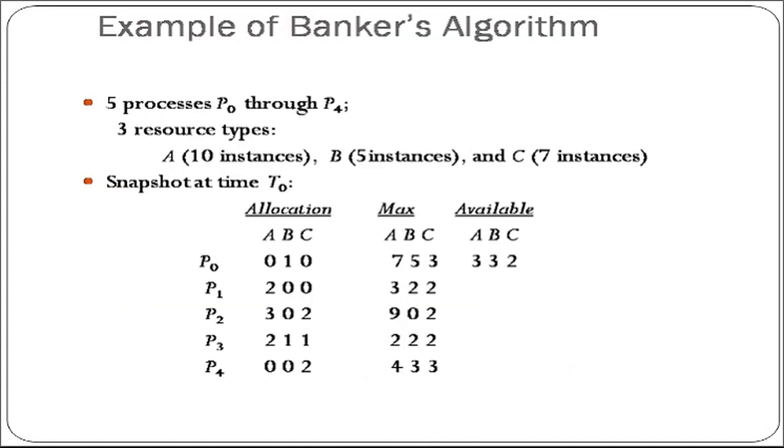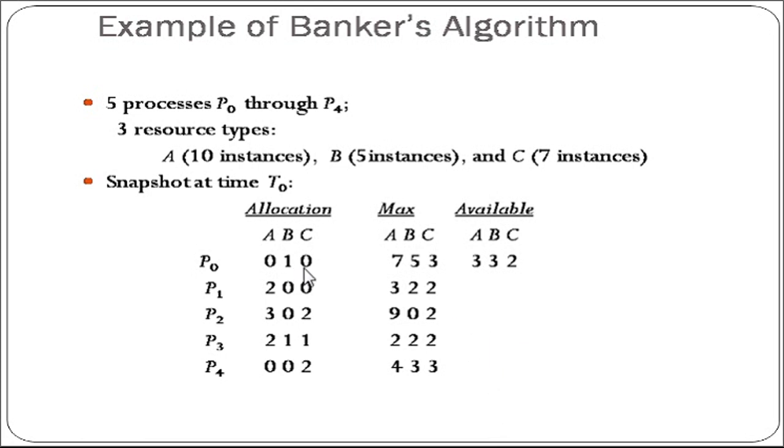Now let us explain the Banker's algorithm by using an example. Consider there are 5 processes P0 to P4 and there are 3 resource types with multiple instances. Remember here the resource types are A, B and C. A has 10 instances, B has 5 instances and C has 7 instances. The initial state of this Banker's algorithm example is given. There are 5 processes P0 to P4 and their allocation and maximum are given.